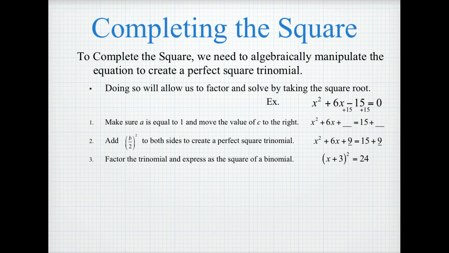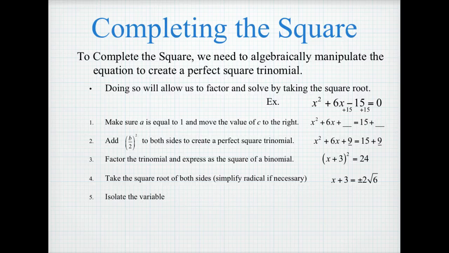At this point, we're ready to take the square root of both sides. Taking the square root of both sides gives us x + 3, and simplifying the radical on the right leaves us with ±2√6. The last step is to isolate the variable. So to isolate the variable in this equation, my last step is going to be to subtract 3 from both sides. This is going to give me my answer of -3 ± 2√6.